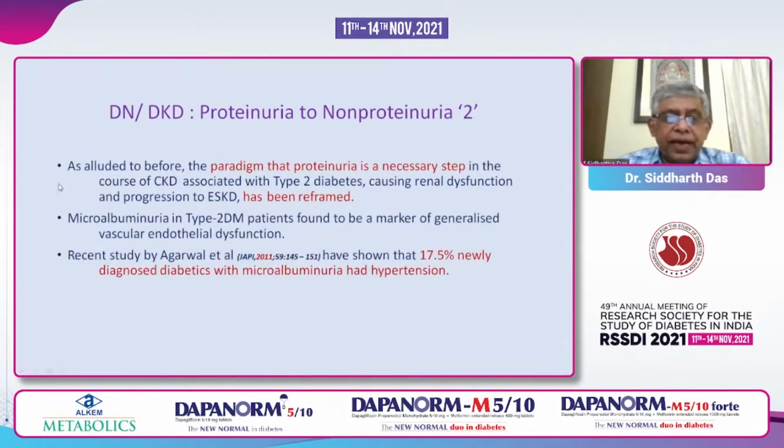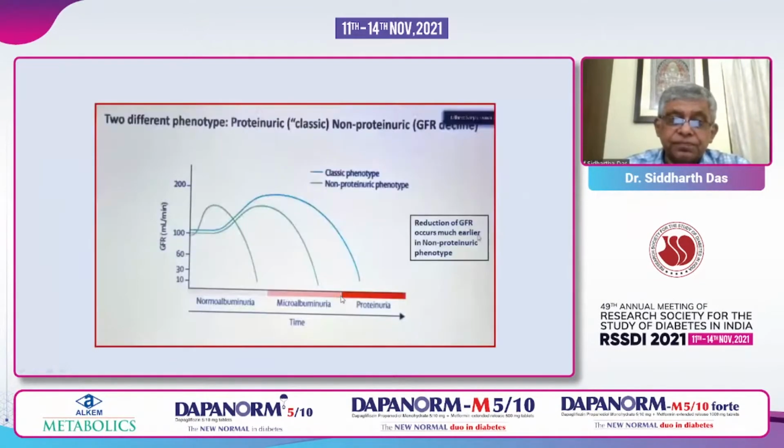Now, as alluded to before, the paradigm that proteinuria is a necessary step in the course of CKD associated with type 2 diabetes, causing renal dysfunction and progressive ESRD, has been reframed. Microalbuminuria in type 2 diabetic patients is found to be a marker of generalized vascular endothelial dysfunction rather than a sole marker of diabetic kidney disease. Dr. Agarwal from AIIMS, New Delhi has shown that 17.5% of newly diagnosed diabetics had hypertension. So hypertension also contributes to microalbuminuria as a part of generalized endothelial dysfunction.